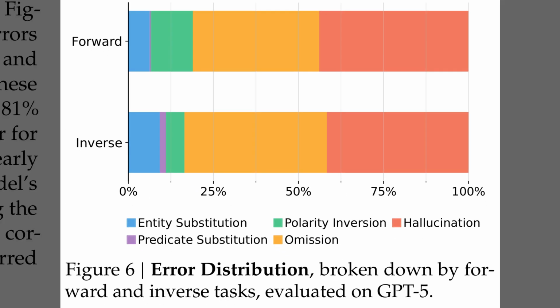Well, Figure 6 drills into what those failures actually look like for GPT-5. The stacked bars compare error types for forward and inverse world modeling, so they show which mistakes dominate. Hallucination in red and omission in orange together occupy most of each bar, meaning the model often invents state changes or misses real ones entirely. Smaller blue, green, and purple segments reflect rarer entity, polarity, and predicate substitutions, which are much less of the story.